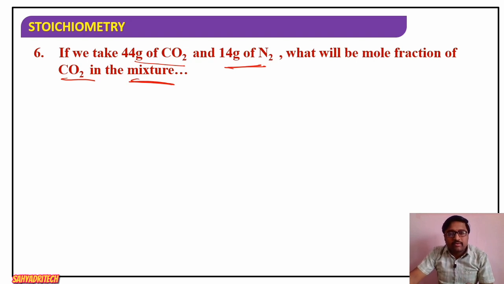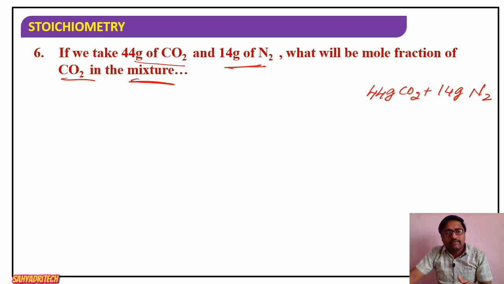They have taken 44 gram of carbon dioxide plus how much? 14 gram of nitrogen. They are asking mole fraction of carbon dioxide in the mixture. We know mole fraction is the ratio of number of moles of one component to the total number of moles. Yes or no? We have to get the number of moles. If you know the number of moles, we can calculate the mole fraction.